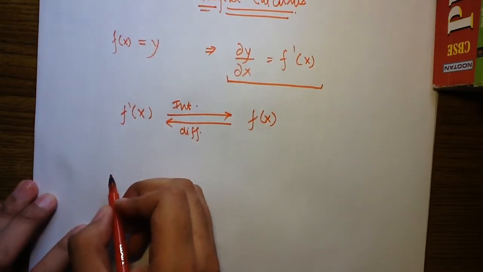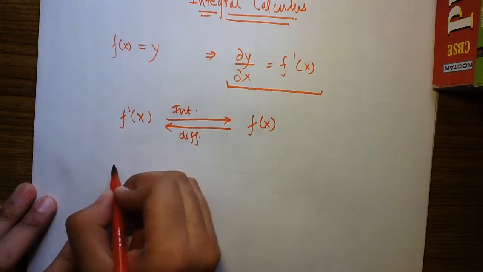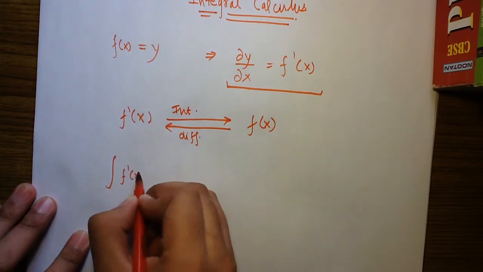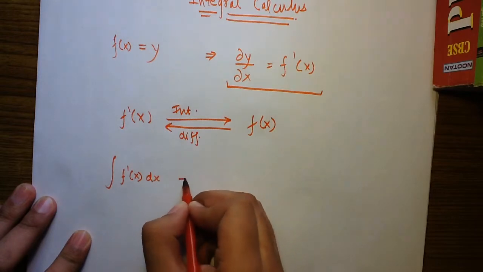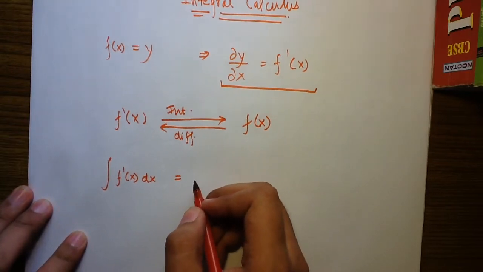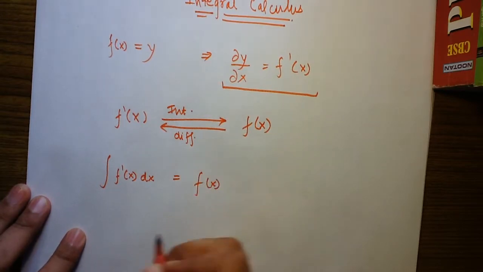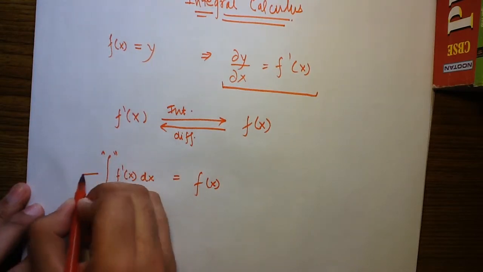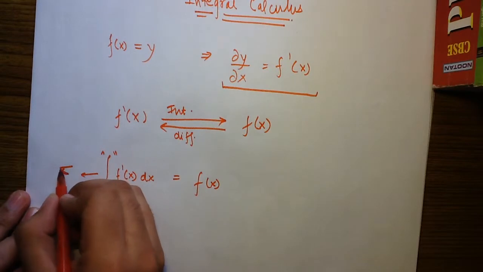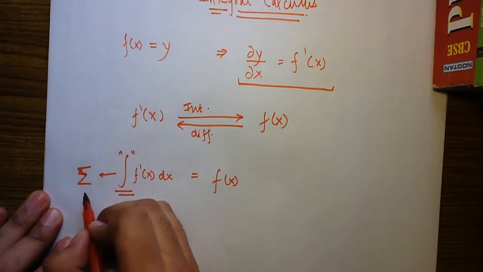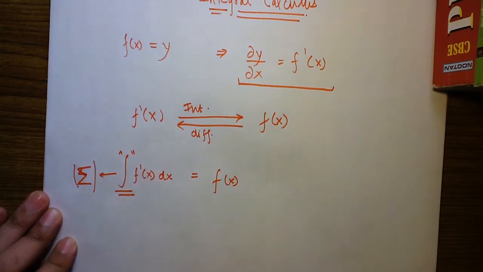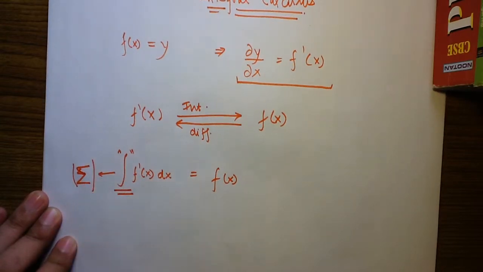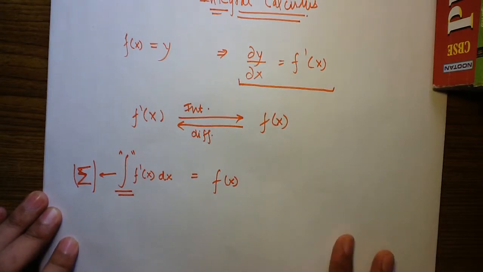Alright, now the way we represent this is that the integral of f prime x with respect to dx is equal to f(x). This is the integration sign, and this is the same thing as a sigma, but we add up really small elements. In sigma we can add up like 2 plus 2 plus 2 or something like that. Here we add up really small things, but we add them infinite times, so we end up with a finite value.